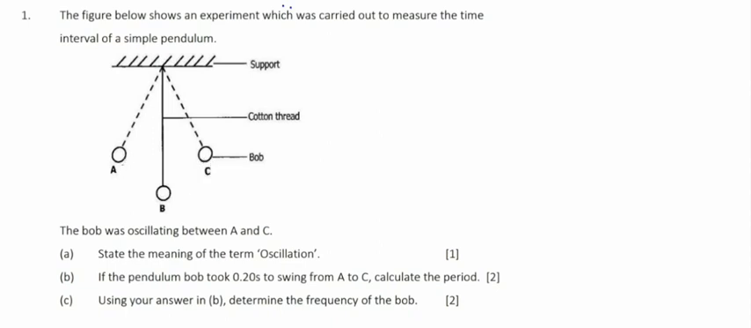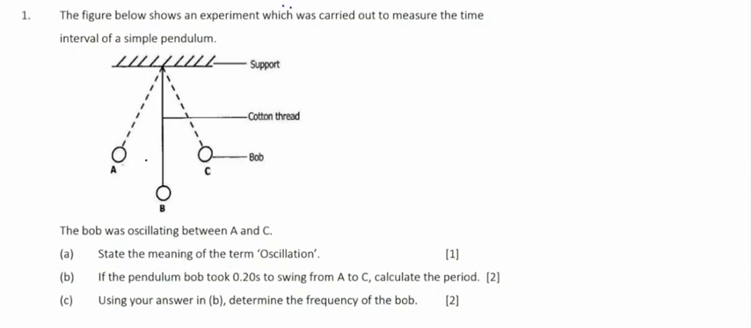So we have the question. The bulb was oscillating between A and C, so from A up to C. We can show this like this. State the meaning of the term oscillation. Oscillation is the complete swing of the pendulum bulb. So oscillation is defined as the complete swing of the pendulum bulb.